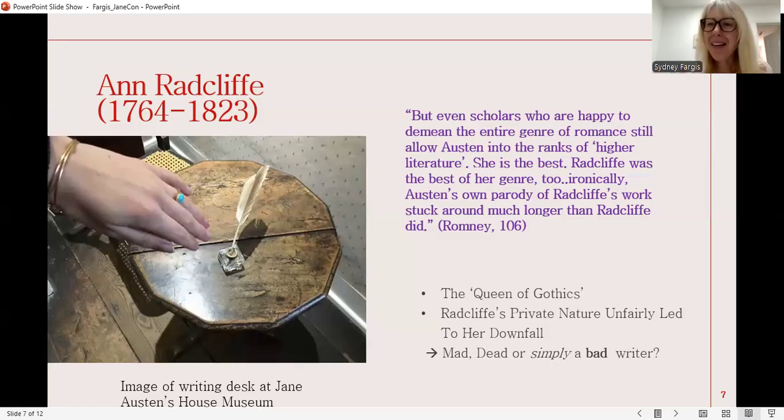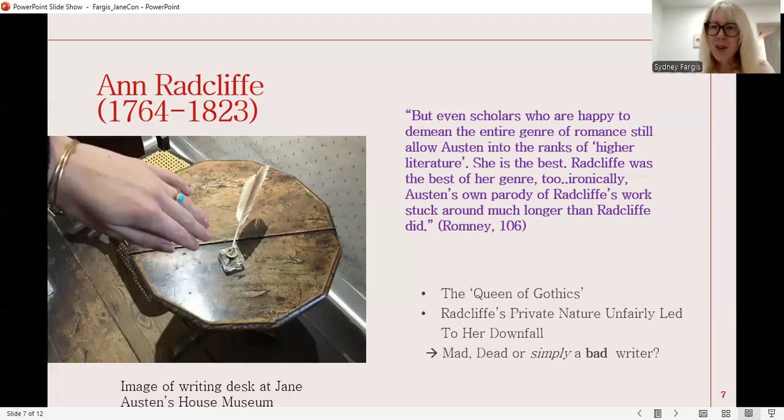Certainly does not merit her being erased from the canon. Certainly does not qualify her to be considered a bad writer. So before we move into reminding ourselves of this common thread, of Austen not being the one to come under fire, these women coming under fire.